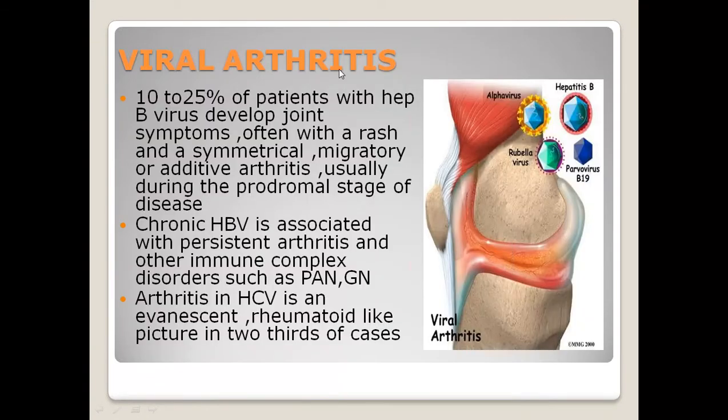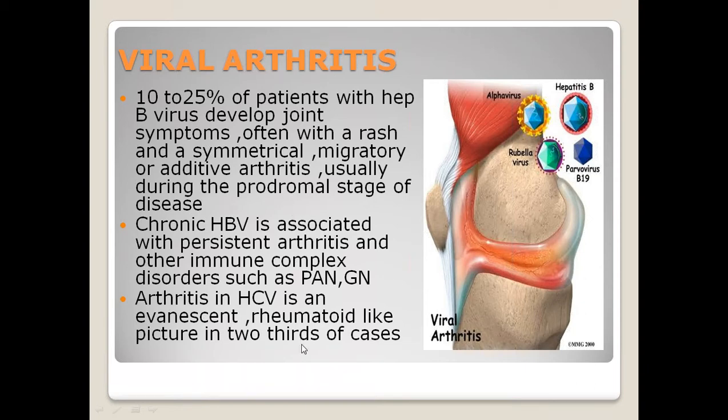So now we will be talking about viral arthritis. Of those with hepatitis B virus, 10 to 25% develop joint symptoms, often with rash and a symmetrical migratory or additive arthritis. So what is migratory arthritis? You will see pain once in the knee joint, another time in the shoulder joint, another time in the ankle joint. It's called migratory arthritis. It involves all the joints, and this is usually during the prodromal stage of the disease.